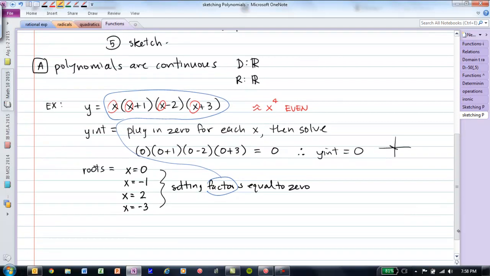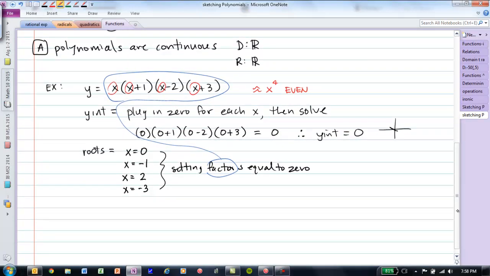Okay? So we know that it's even. We know that it's going to go through the y-intercept. And we know that these are going to be the roots. Now, what roots actually means is where the graph crosses or touches the x-axis. Okay?